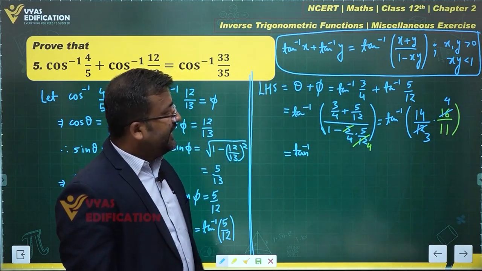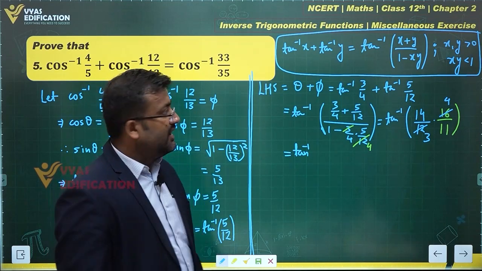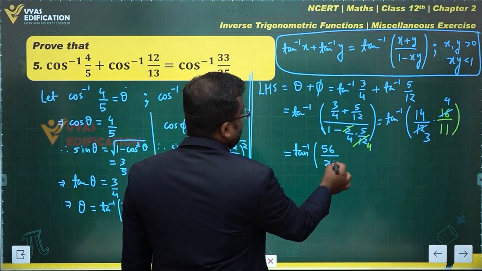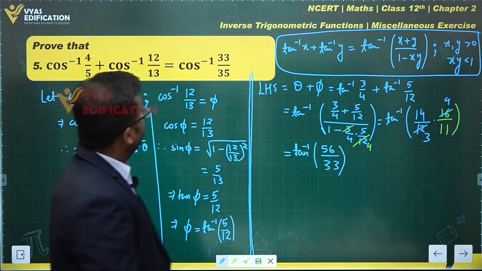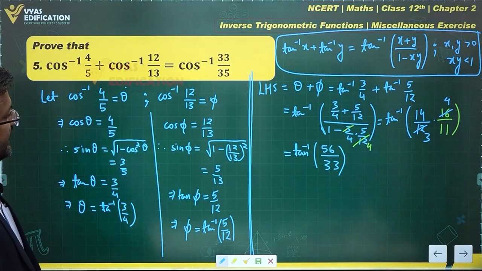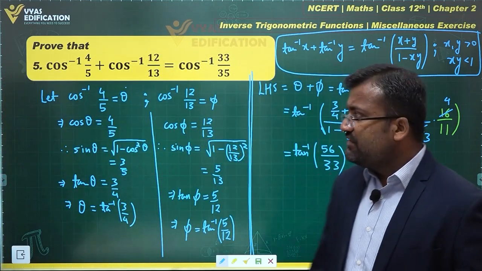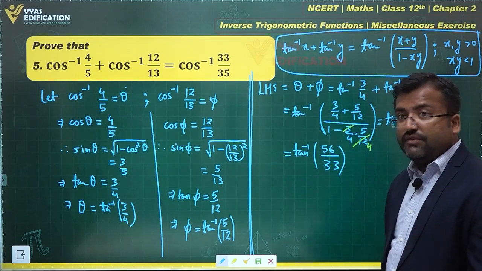Okay. And what's 14 times 4? And what's 3 times 11? 56 upon 3 times 11 is 33. That's the question in front of us. Yes. And what next? Can we convert this in terms of cos inverse? Yes, we can convert this in terms of cos inverse, once again using the similar ideas that we have discussed over here.